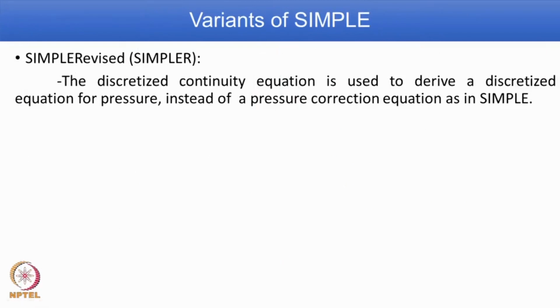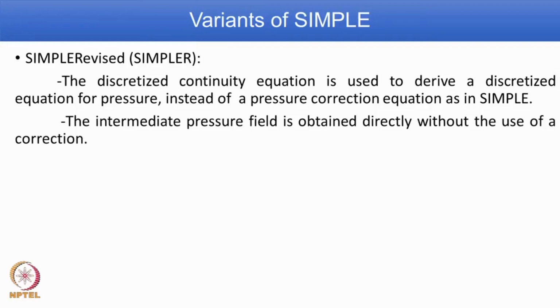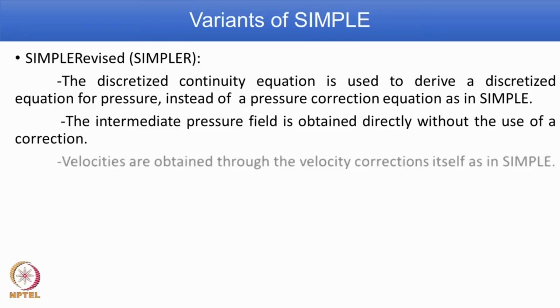There are two versions available, variants of SIMPLE. First one is what is known as SIMPLE Revised. In short form, it is also called SIMPLER. In this, the discretized continuity equation is used to derive a discretized equation of pressure instead of the pressure correction equation itself as in SIMPLE. The intermediate pressure field is obtained directly without the use of a correction equation. That is the difference between the SIMPLE algorithm and SIMPLER. And velocities are obtained through velocity correction itself as in the SIMPLE algorithm.